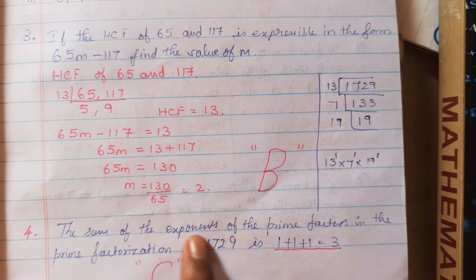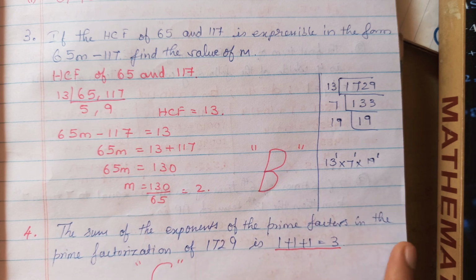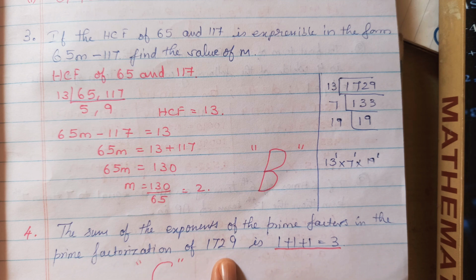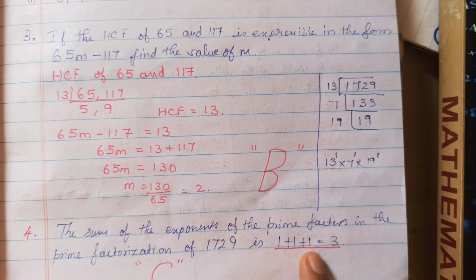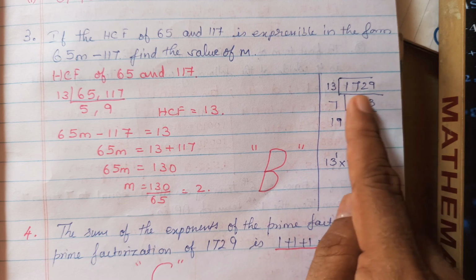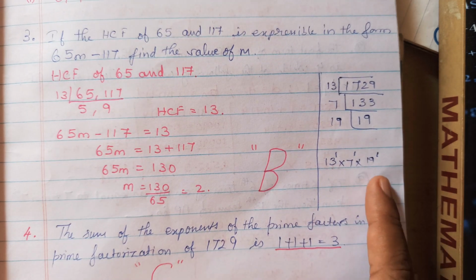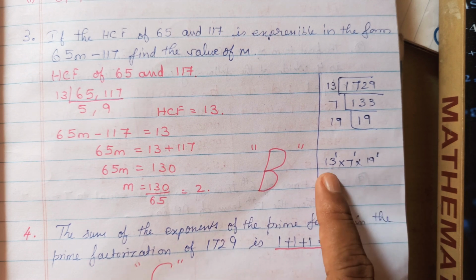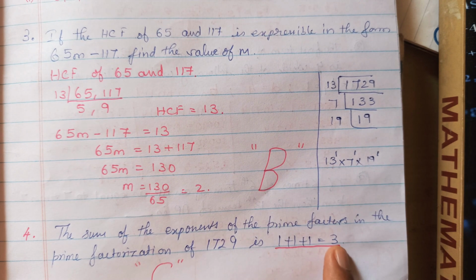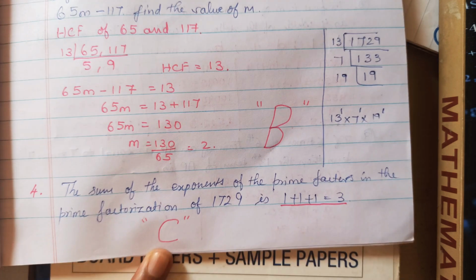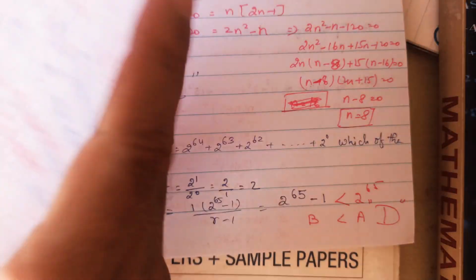The sum of the exponents of the prime factors in the prime factorization of 1729 is 1 plus 1 plus 1, which is 3. How did we get this? Write 1729 and factorize it, so it becomes 13, 7 and 19, each with exponent 1, hence the sum is 3. So the option is C. The correct option is C.